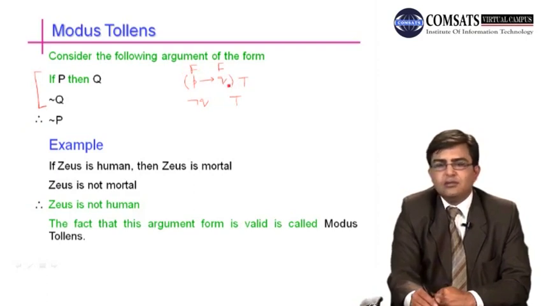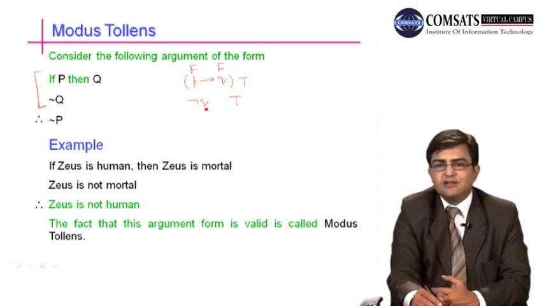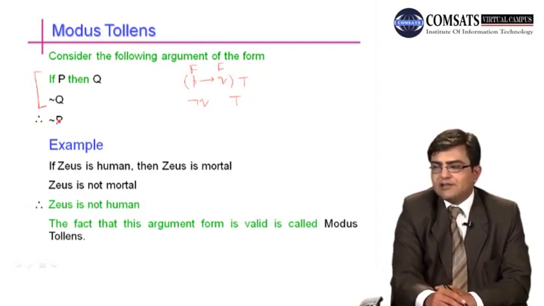Because if not Q is true, Q is false. Basically, this is the negation of Q. If the negation of Q is true, then Q must be false. And as a whole, this conditional statement will be true only if P is false. So if P is false, not P will be true.